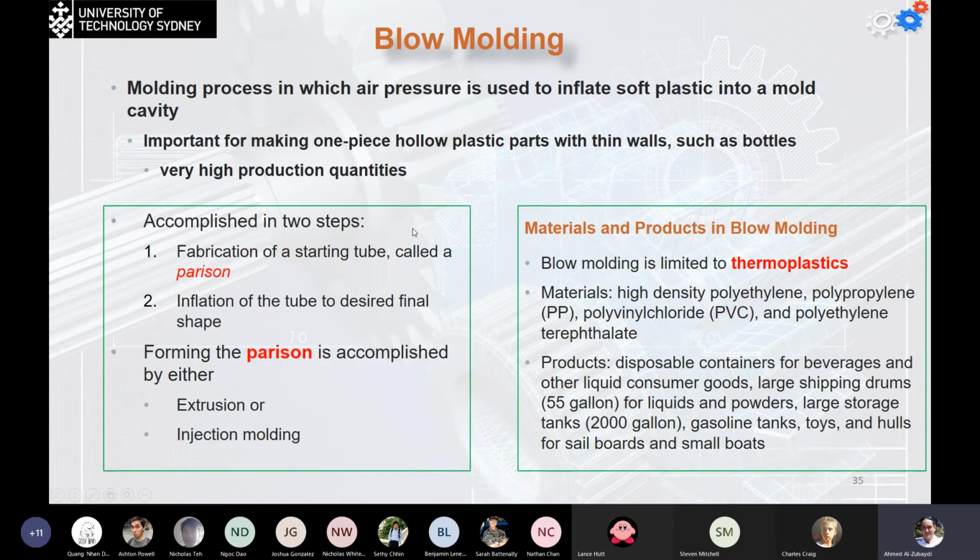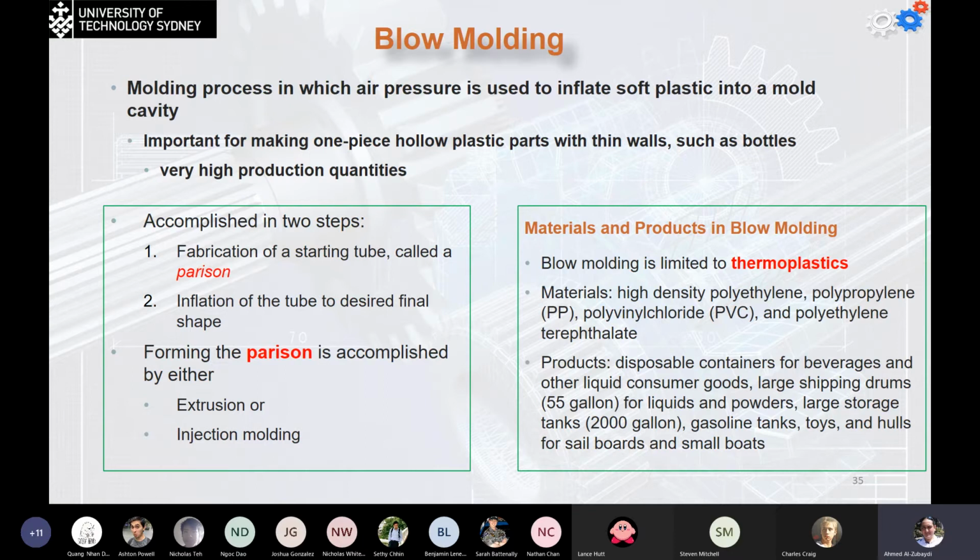Blow molding is a molding process in which air pressure is used to inflate solid plastic into a mold cavity. And that's actually what we use to make water bottles. Usually it's important for making one-piece hollow plastic parts with thin walls, and it has a very high production rate, because the cycle time is going to be very fast since the parts are thin walled.